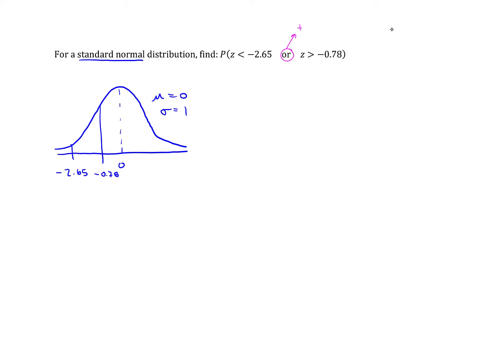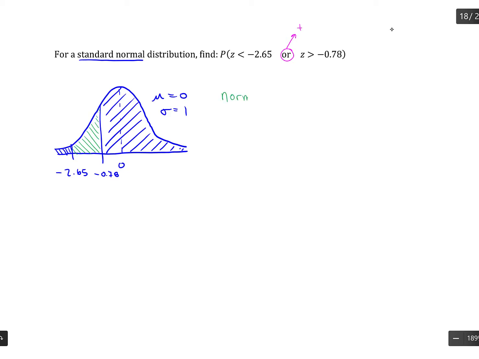So I want the area to the left of negative 2.65 and to the right of negative 0.78. And then I want to add those two regions together, because that's what the OR is really telling me to do. So I could come up with these regions separately and then add the results. That would be fine. Or I could use a little clever trick and actually figure out the area between them.